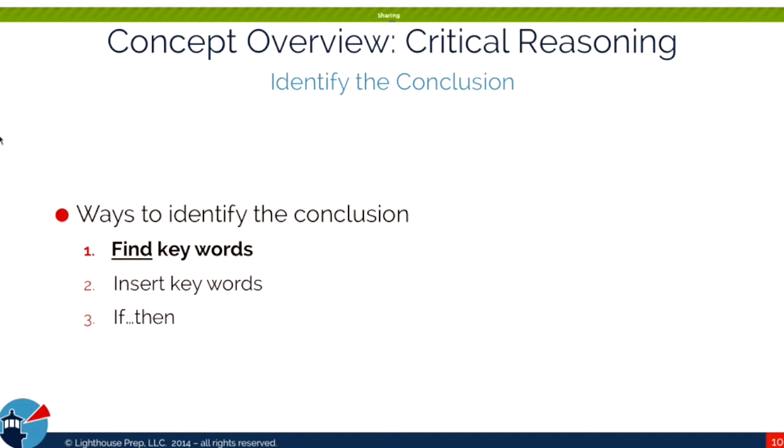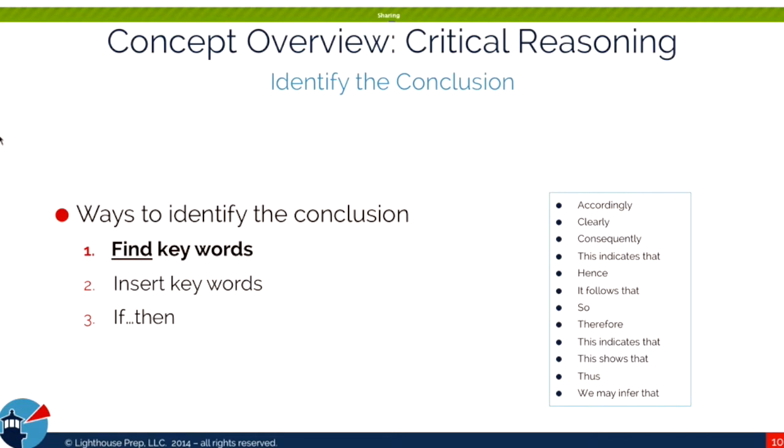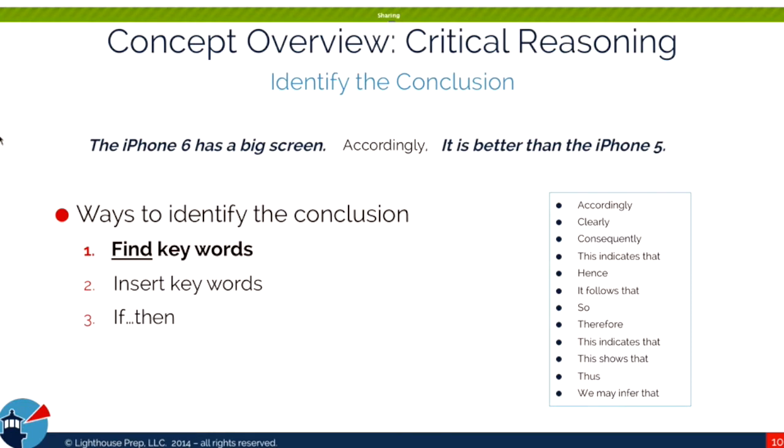Okay, so the first strategy is to find keywords that indicate a conclusion. Here's a list of keywords that are commonly used to identify conclusions. So if you see any of these keywords, usually after the keyword is the conclusion. So here's an example, using our previous iPhone scenario: the iPhone 6 has a big screen. Accordingly, it is better than the iPhone 5. You see how the word accordingly there implies that the iPhone 6 being better is the conclusion, right? That's the next step of the logic path.